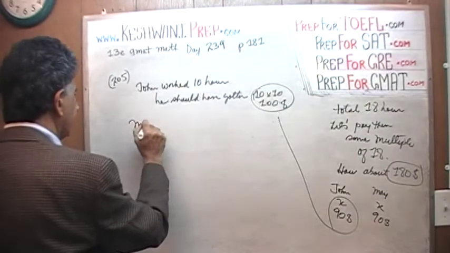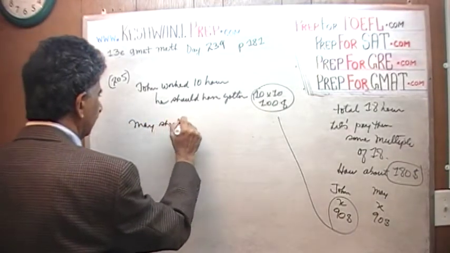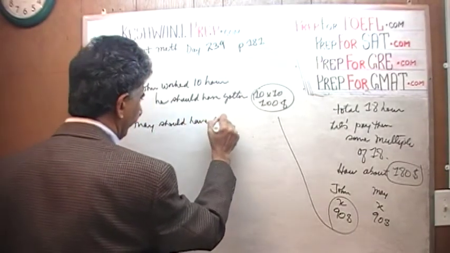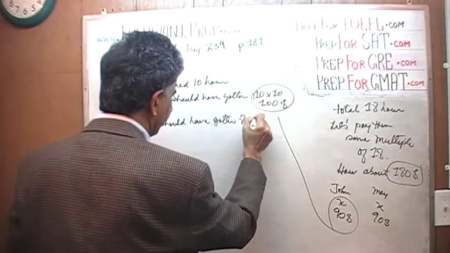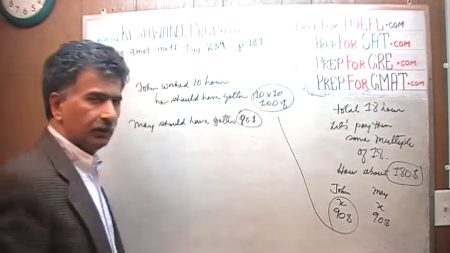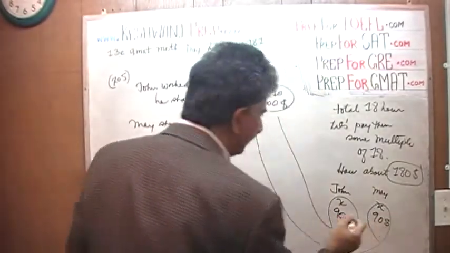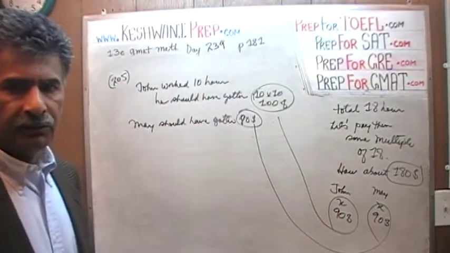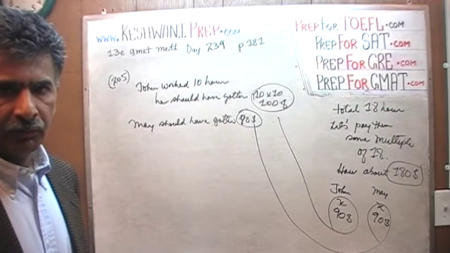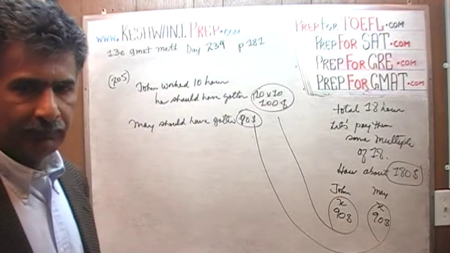Similarly, Mary should have gotten $80, because we were told that she worked 8 hours. But she got $90. In other words, she got $10 more than what she should have gotten. John got $10 less than what he should have gotten.